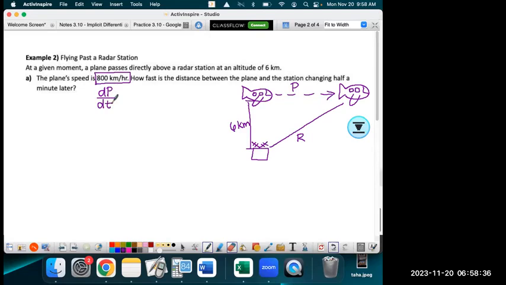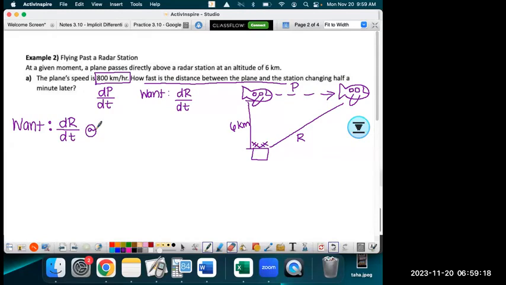What we want to know is how fast the distance between the plane and the radar station is changing half a minute later. How fast is the distance between the plane and the station? So we want dr dt. I'm going to write my want and my know statements up. And specifically, we want to know that rate half a minute later.